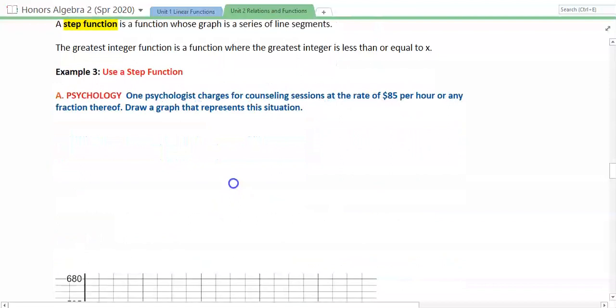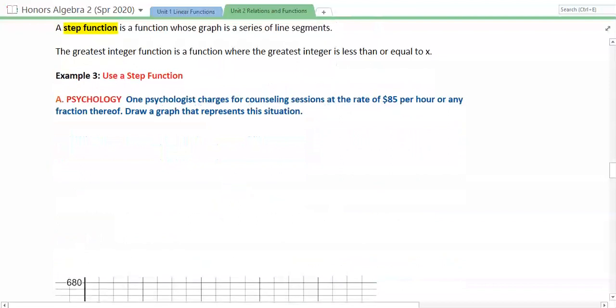All right, so let's talk about step functions. A step function is a graph that is a series of line segments. There are 2 types of step functions that we really talk about. One is the greatest integer function, and the other is the lesser or the least integer function. We're going to focus on the greatest integer function today. And that means we're looking for the greatest integer that is less than or equal to our x values.